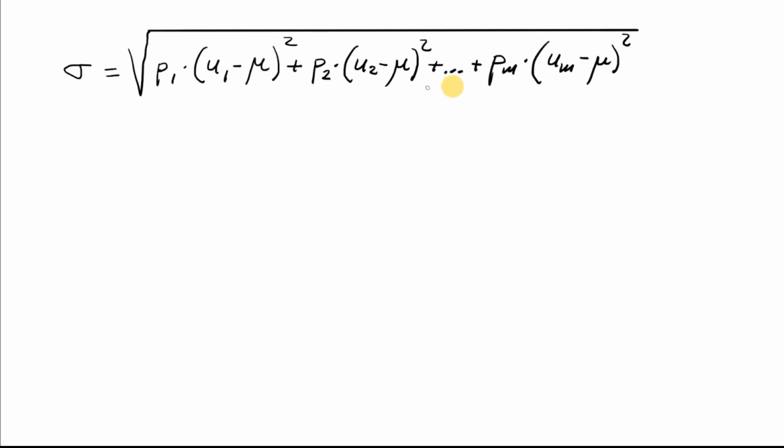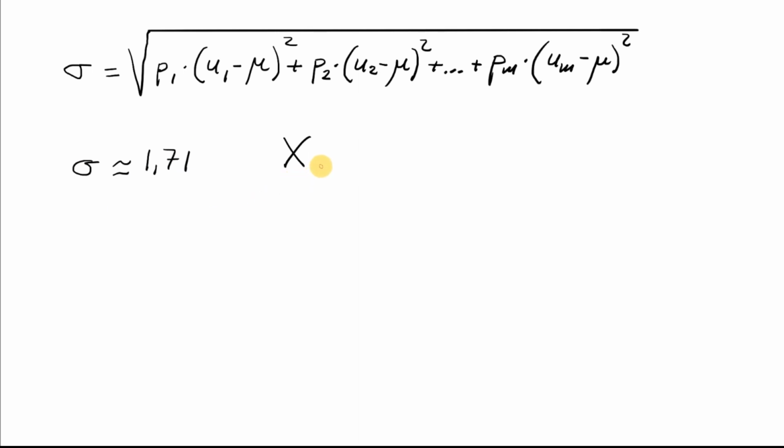If you calculate this, for example, for a normal die, then we have that all probabilities are equal to 1/6. The outcomes are 1, 2, up to 6. And the expectation value we have seen is 3.5. So if you calculate that, you will get roughly 1.71. So that means that the measure of dispersion of the random variable x, where x is for a normal die, is given by 1.71. But what does this mean?